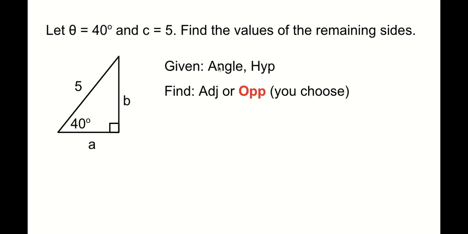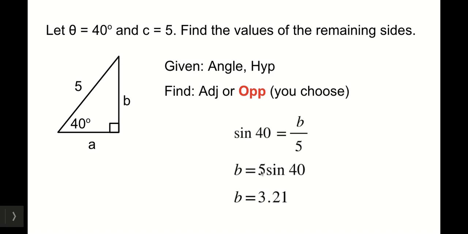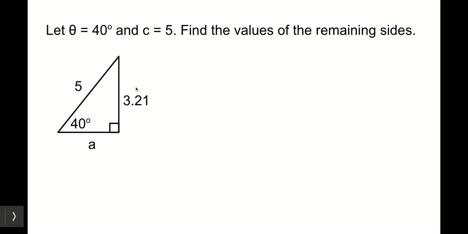So now I have angle, hypotenuse, and opposite. Those three together are a sine. So sine of 40 is opposite, which is B, all divided by hypotenuse, which is 5. So here is my equation. And now how do we isolate B? Well, multiply both sides by 5. So it'll be 5 sine 40. That's where I got that. And then 5 divided by 5 is just B. So B equals 5 sine 40. And then this is straight up calculator. So 5 times sine of 40 is 3.21. So now we know B is 3.21.